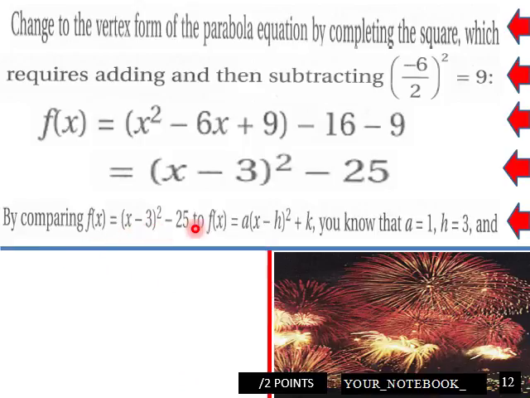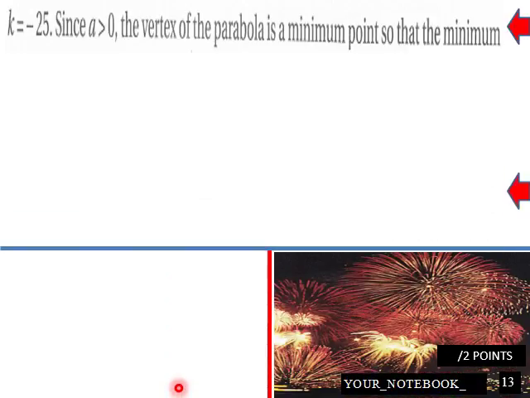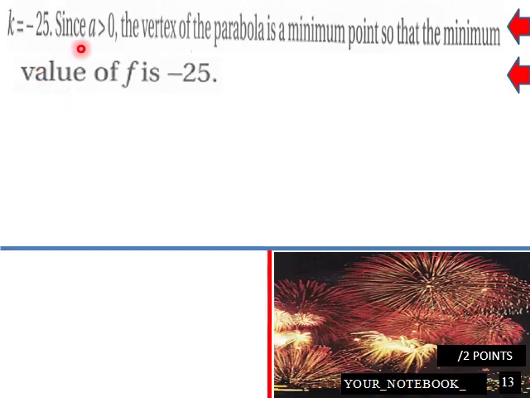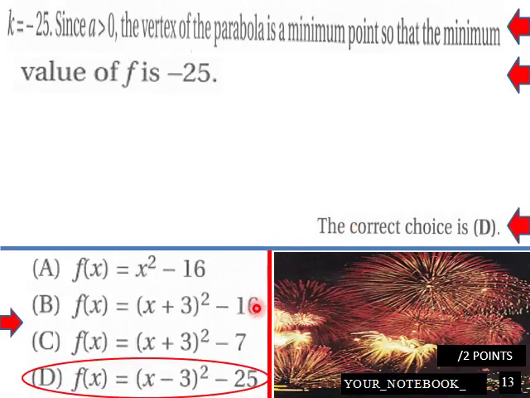By comparing this quadratic to this quadratic here, you know that a equals 1 and h equals 3. So a is 1 out here, and then h is 3 here. K is -25. Since a is greater than 0, the vertex of the parabola is a minimum point, so the minimum value of f is -25. The correct choice would be D right here. This represents the quadratic for that.